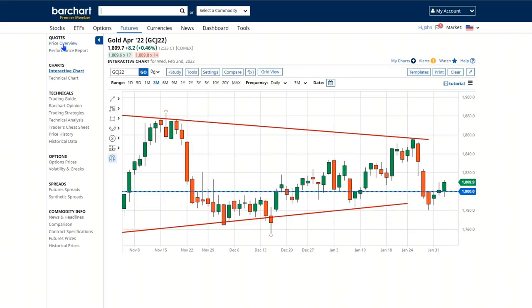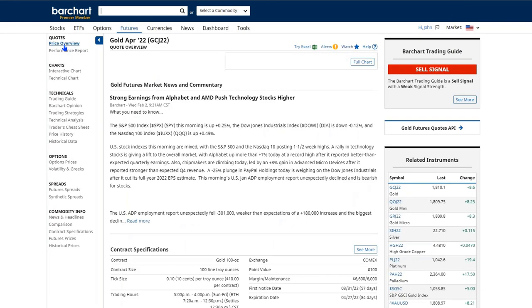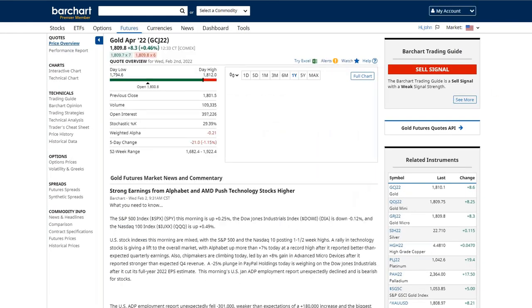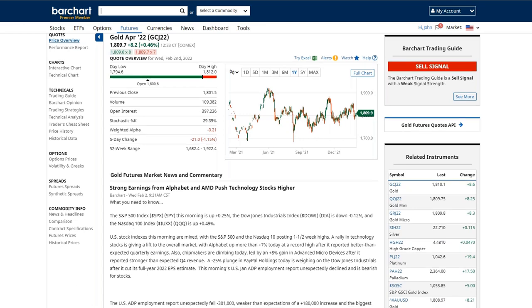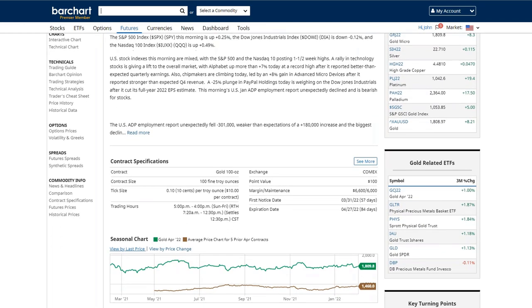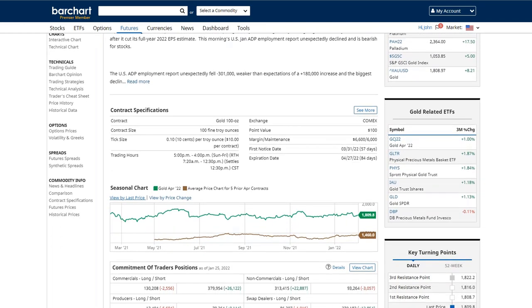I go back to my price overview for gold, and I look at my relatable ETFs. Now, the most common one that we see here is the GLD. That is a very common ETF that represents gold. But there are other ETFs in the gold market.